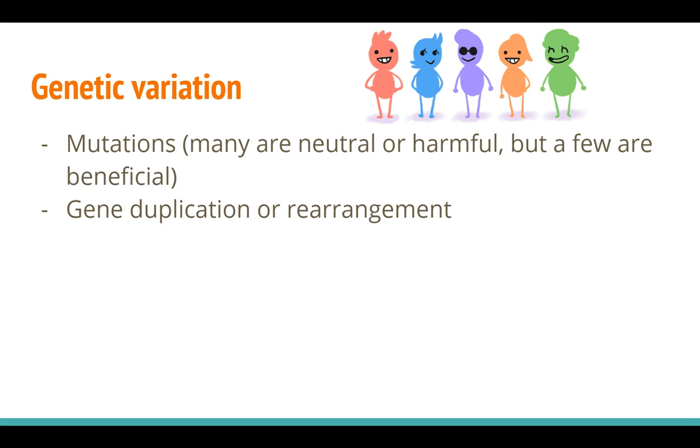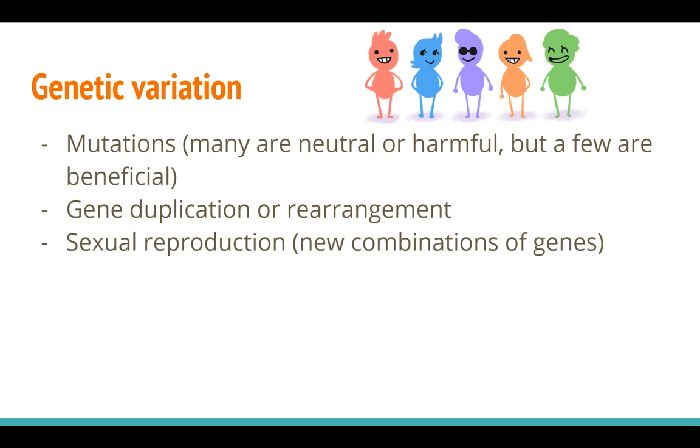Genes can also get duplicated or rearranged. You might remember there was a slide at the end of our genetics unit where we looked at all the different chromosomal rearrangements, how bits of one chromosome can kind of change places with bits of another one. So big chunks of genetic material can also get moved around as well. That's another source of variation.